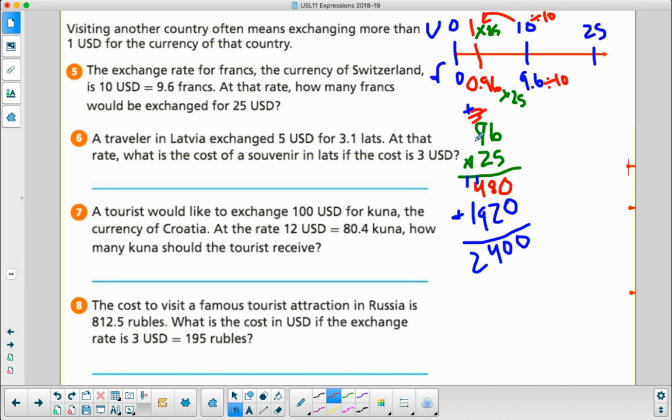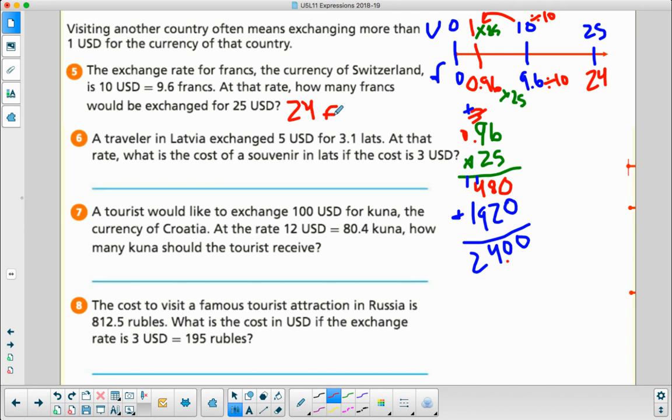96 hundredths, the decimal was there, has 2 decimal places. I need 2 decimal places. So that says it should be 24. Is that reasonable? Well, I have almost 1 to 1, not quite. 25 gives me almost 25, not quite. So 24 francs is definitely reasonable. And I'm just going to put an F because you don't need to watch me try to write.